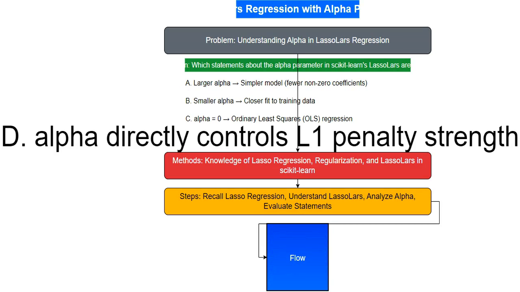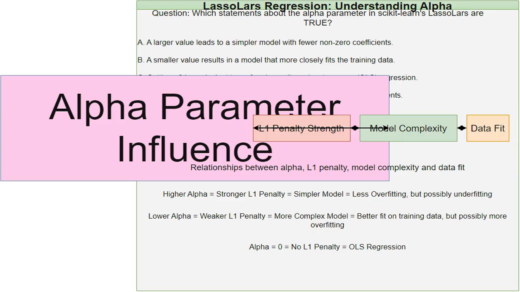Alpha directly controls the strength of the L1 penalty in the lasso regression. This is the key to understanding the model's behavior. Alpha is the main control knob. I see alpha as the dial controlling the L1 penalty's intensity in LassoLars regression. A higher alpha cranks up the penalty, forcing the model to use fewer features, while a lower alpha softens the penalty, letting the model use more features. This penalty discourages the model from overly relying on any single feature. Think of it like a tax on complexity.